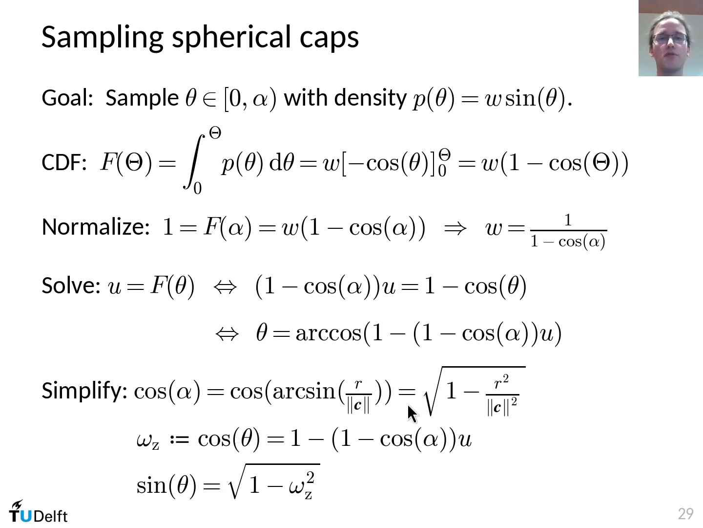Once again, we want to simplify the expressions that come up here a little bit before we use them. So we need cosine of alpha, and then here we have cosine of arcsin. We saw that before and saw that we can instead take the square root of 1 minus this squared. Then here we have cosine of theta for the z-coordinate of our direction vector, but since this is defined in terms of an arccosine, we can cancel this and just are left with this. And then sine of theta is always the square root of 1 minus omega z squared.